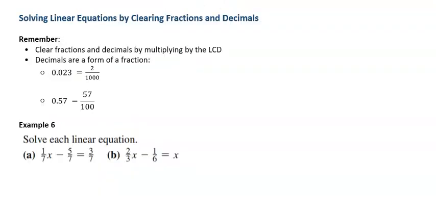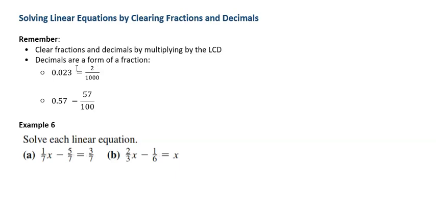So the next topic is about solving linear equations by clearing the fractions and the decimals. And so some of this is a review, but this is to make this just a lot easier, so you don't have to deal with fractions or decimals. So we're going to clear fractions and decimals by multiplying by the least common denominator. And if you don't choose the least, if you just find a common denominator, it actually still works.